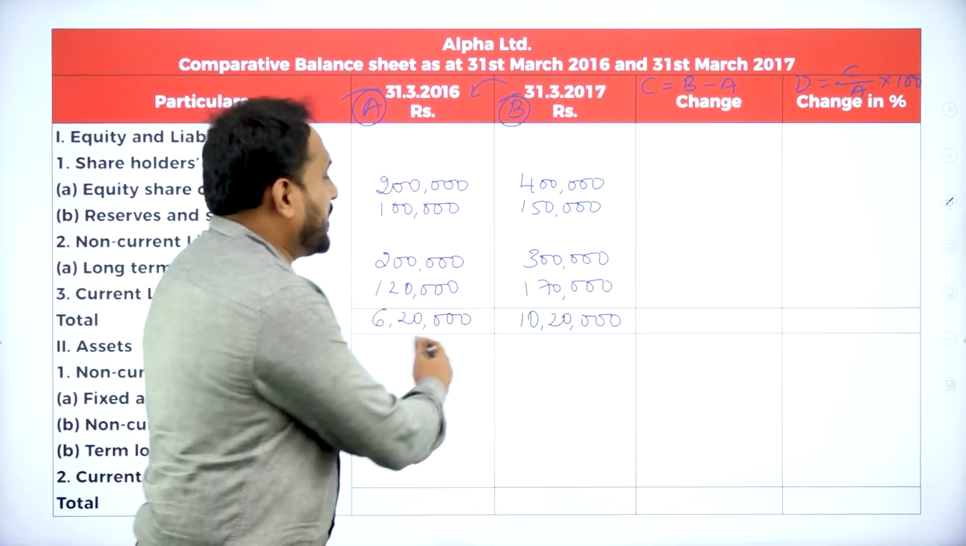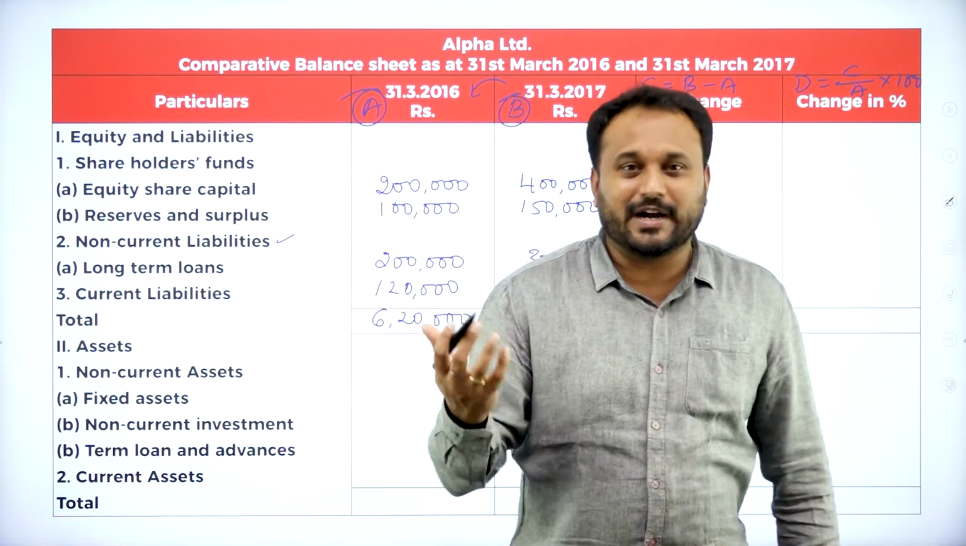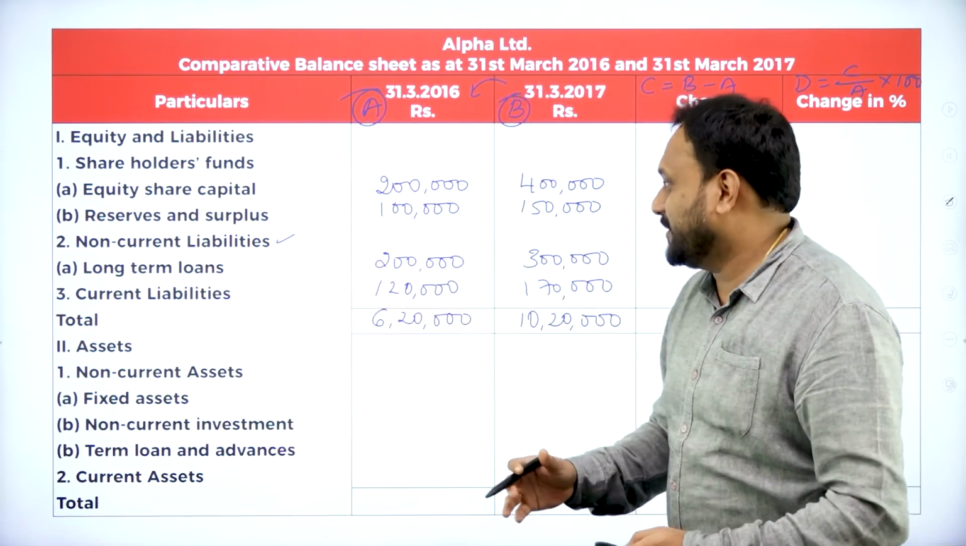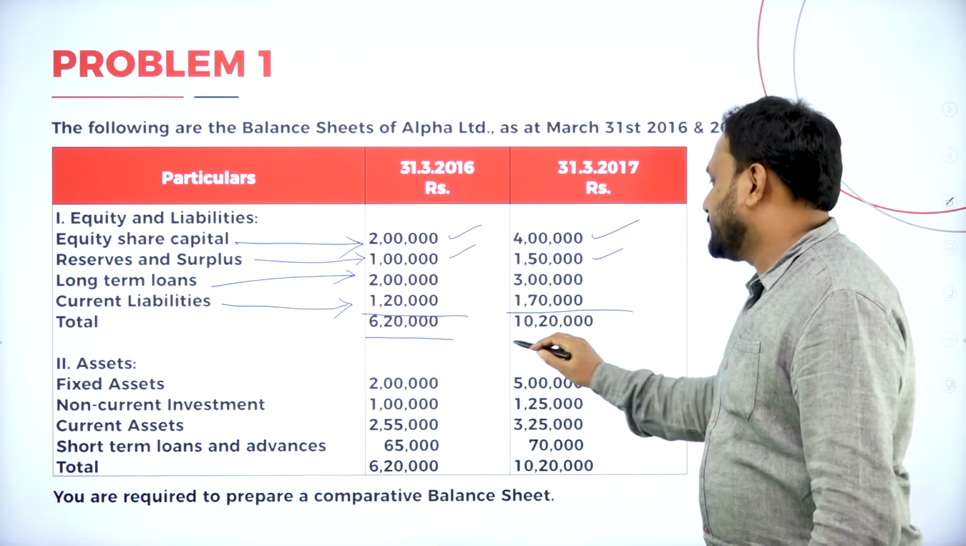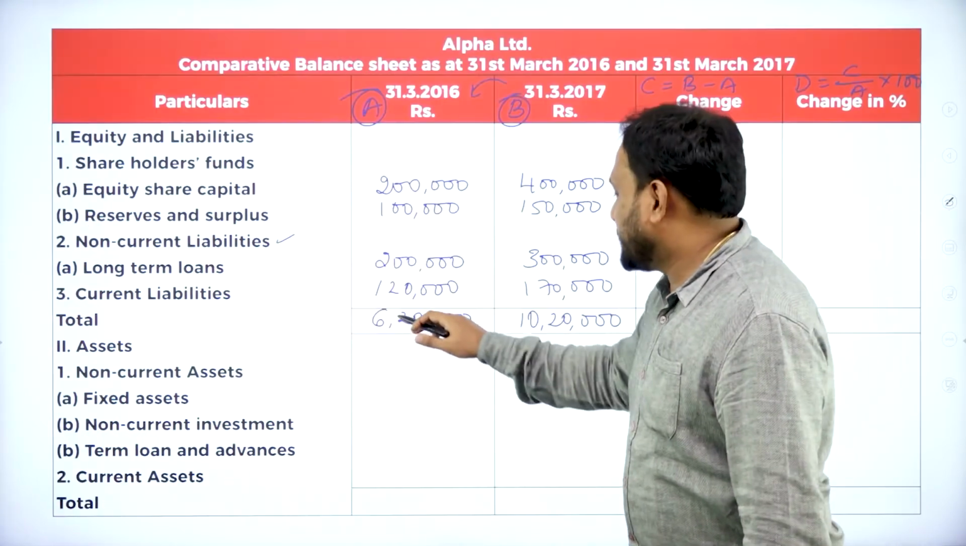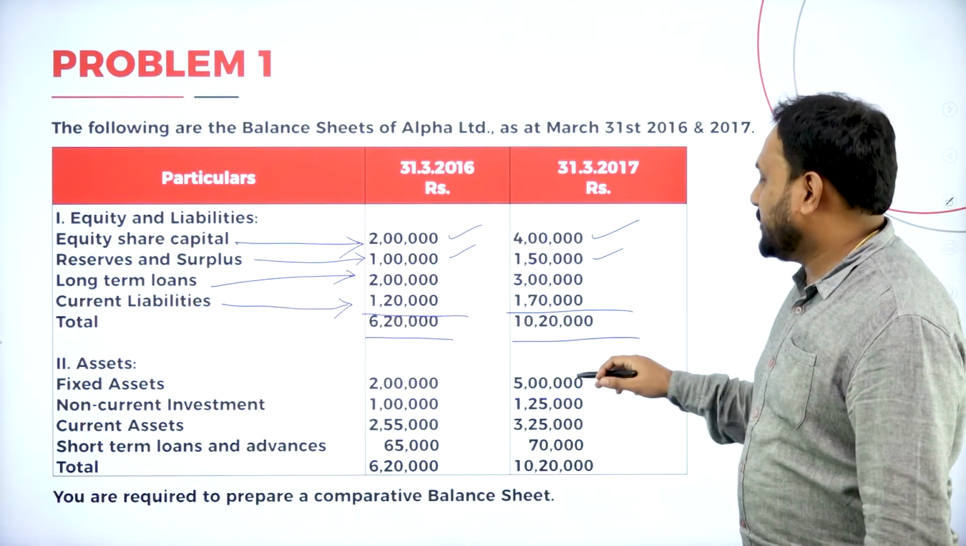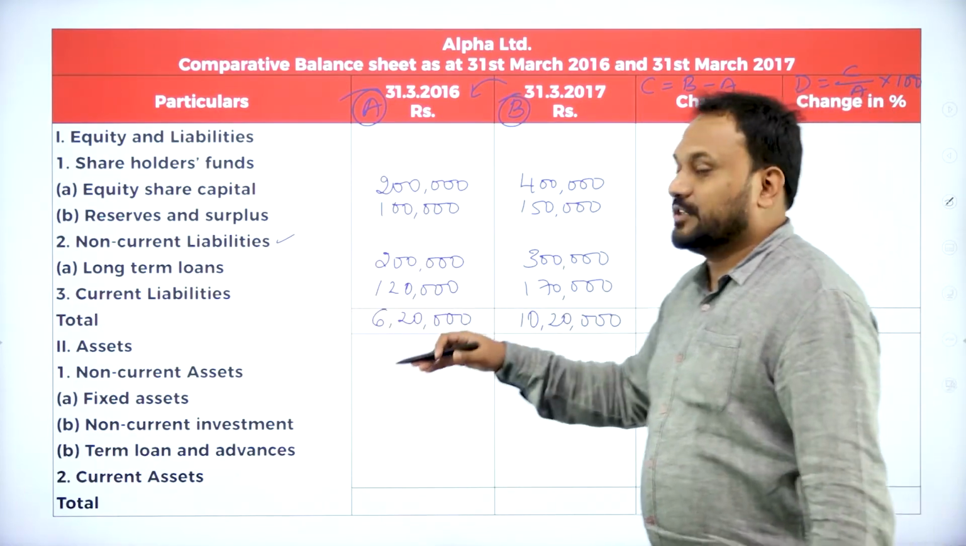But how to check all these things? Again, I'll tell you a trick here. What you are supposed to do is very, very simple. See, this is where they have given the totals, no? 6 lakh 20, so here 6 lakh 20. Then again 10 lakh 20, so here 10 lakh 20. So we are done with the first one.